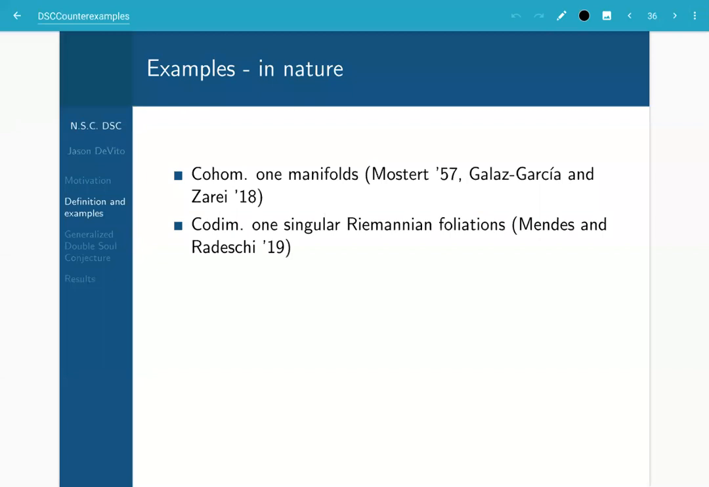Mendes and Radeschi in 2019 proved a slice theorem for singular Riemannian foliations. And as a consequence of that, if you have a codimension 1 singular Riemannian foliation where all the leaves are closed at least, then you're looking at a double disk bundle.